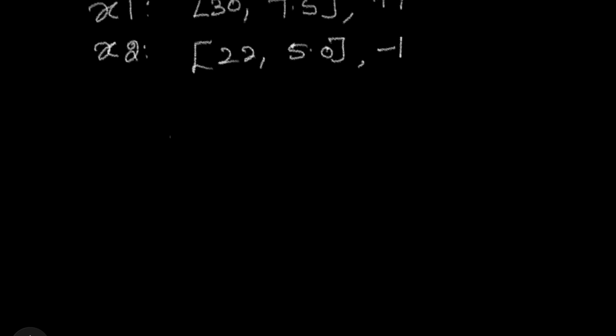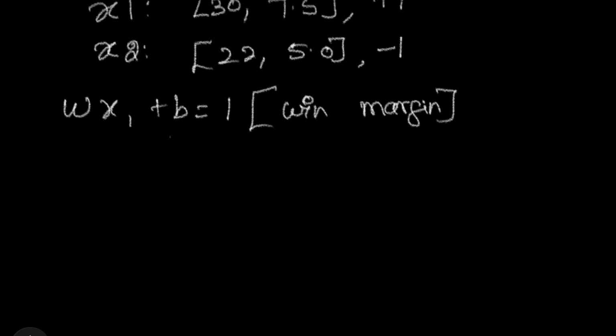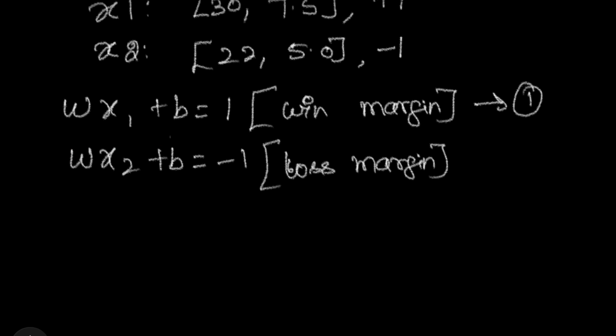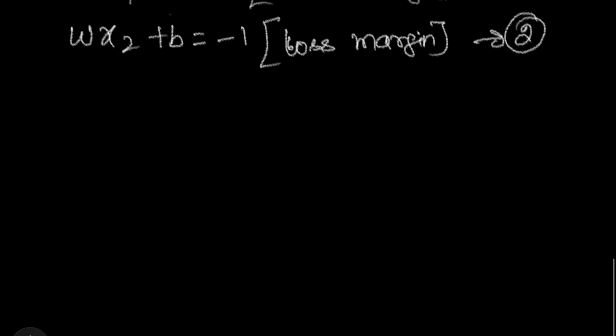So now let's take W x1 plus B equals 1. This is nothing but the positive margin equation, as we have discussed already in the previous video. And here we have the next equation, W x2 plus B equals -1. So this is nothing but the negative margin. Let me take this as equation 1 and this as equation 2.